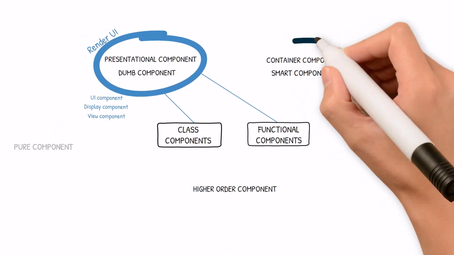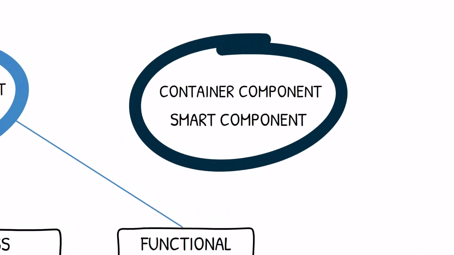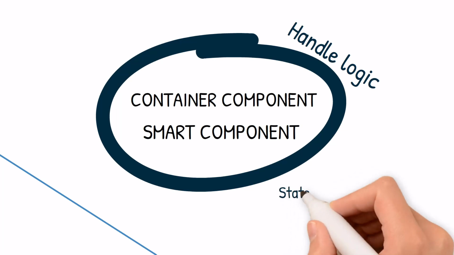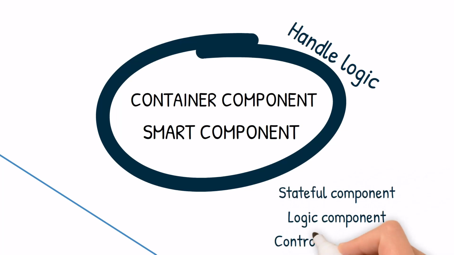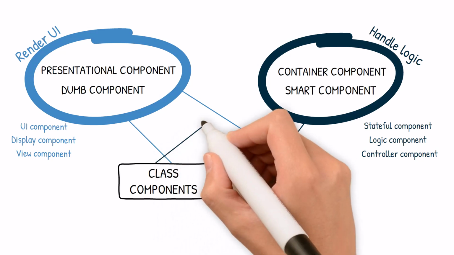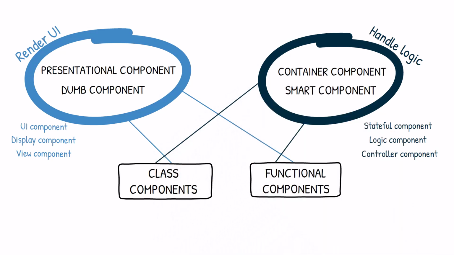On the flip side, container or smart components take charge of the business side of the application. They handle crucial aspects such as data, state, and logic. Again, there are different names like stateful, logic, or controller components. Again, not important. The point is that either class or functional component can be a container component if its primary function is to manage the business logic of the application.